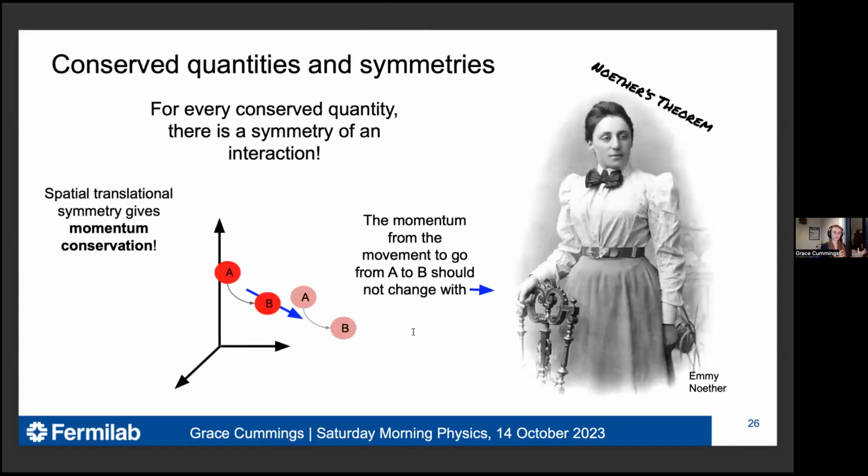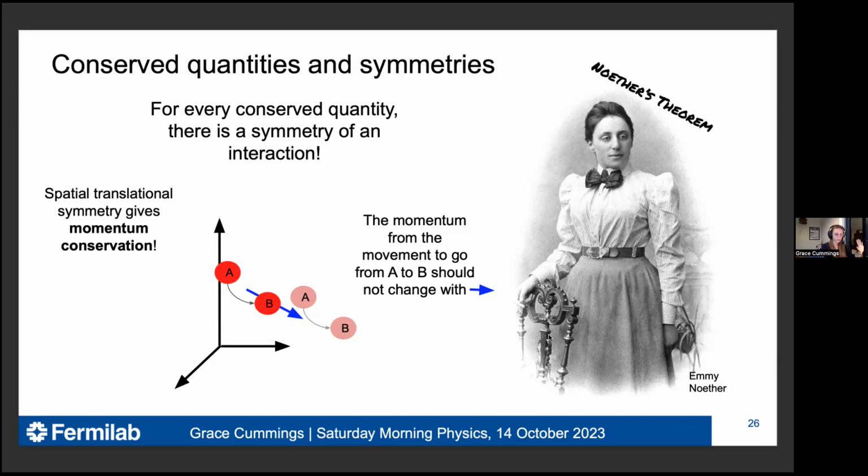And conserved quantities, so in this case, energy was the conserved quantity in this interaction, and symmetries go hand in hand. For every conserved quantity in the universe, there's a symmetry of this interaction. And this is a really, really powerful theorem in physics. It's called Noether's theorem, and it comes from Emmy Noether, the mathematician who originally put this down on paper. And it's really fundamental to everything that we do in science.